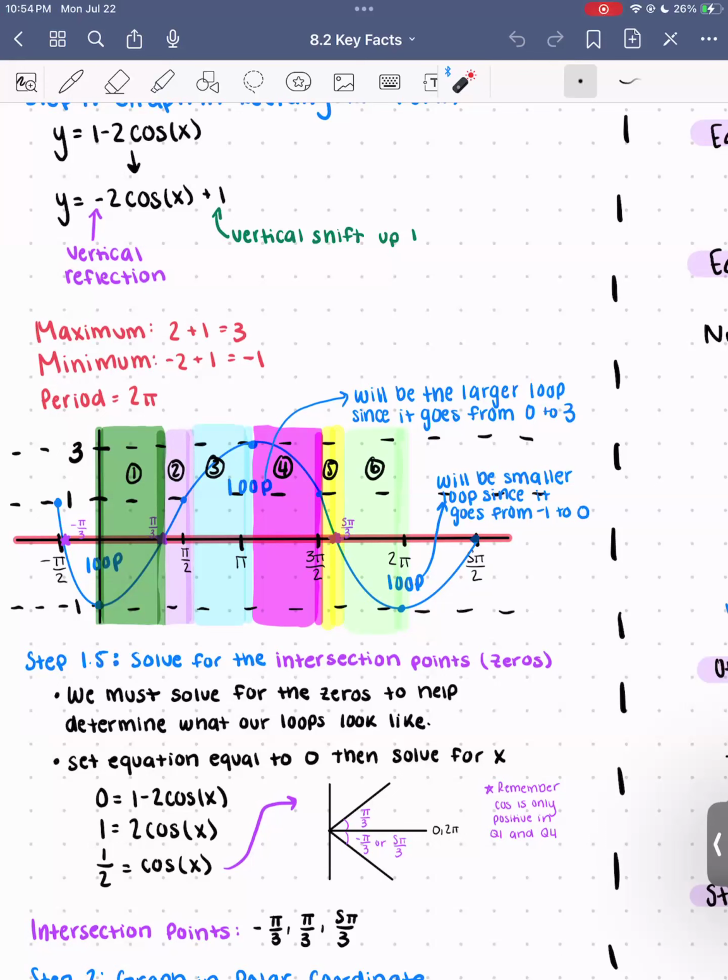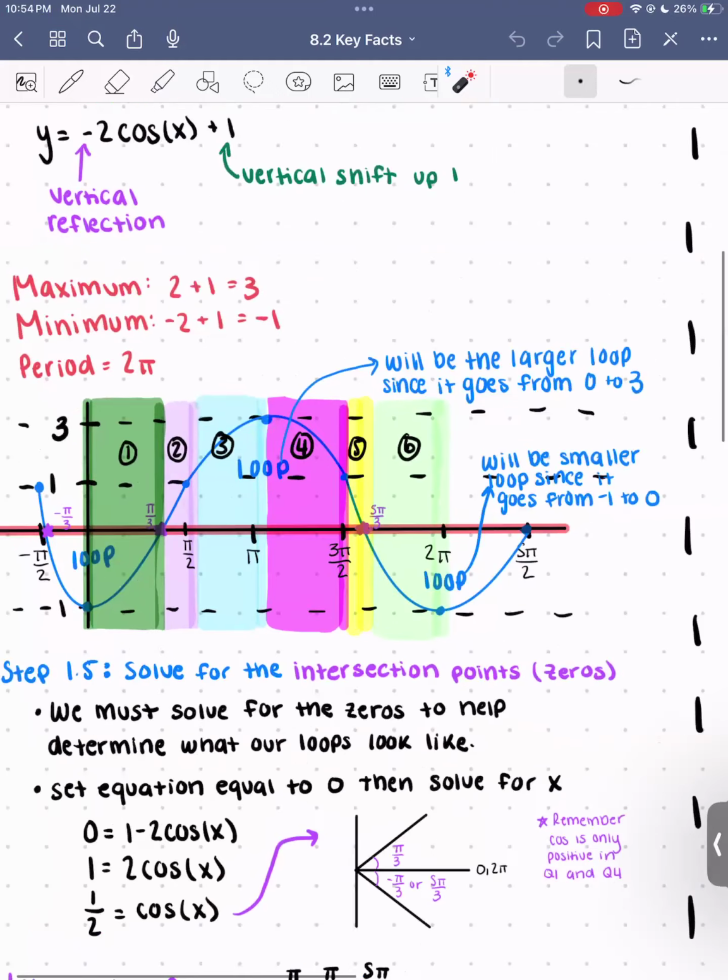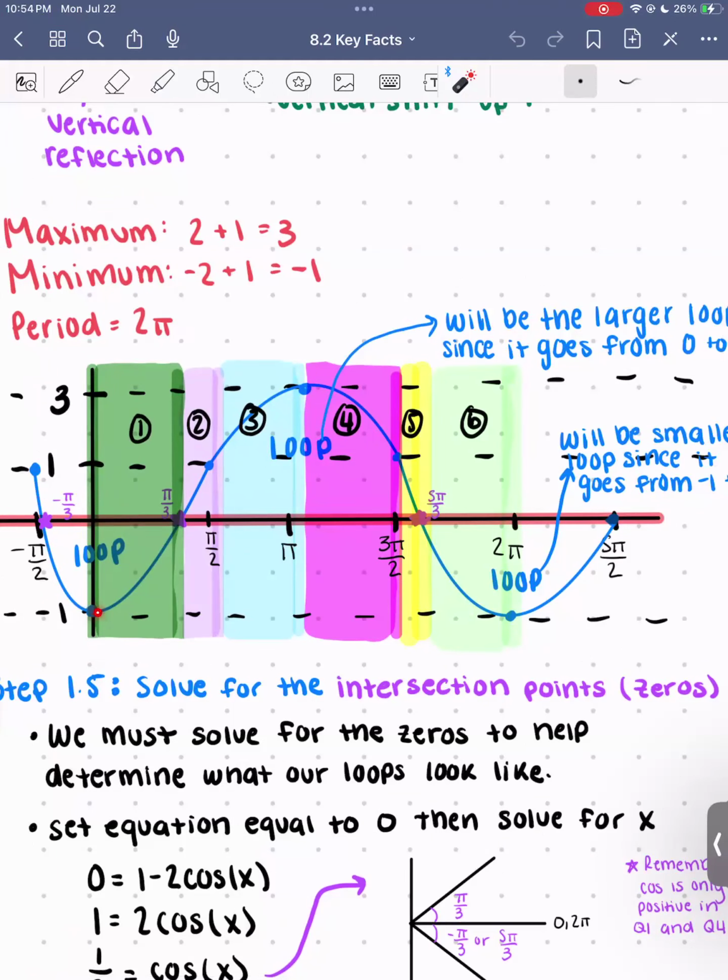Now, what are all these fun colors? These are the steps in which we draw our graph. Usually, when we're drawing the points on our graph, we go from point to point, one point to the next point. However, when we have intersection points, we include those as a point. So starting at 0, we are at our minimum. So we have 0 and then -1.